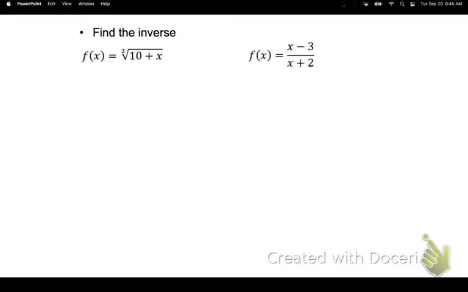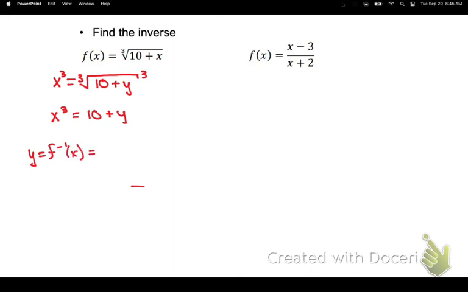Okay, let's try it again. So what are we going to do with this one? You guys want to do these on your own again? No. You want to do them together? Yes, at least the first one. Okay, I'll attempt the second one. So then we should have x equals the cube root of 10 plus y. Well, how do I undo a cube root? I cube both sides. So I get x cubed equals 10 plus y. So then y would equal f inverse of x, which would equal what?